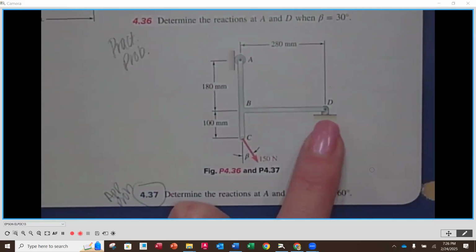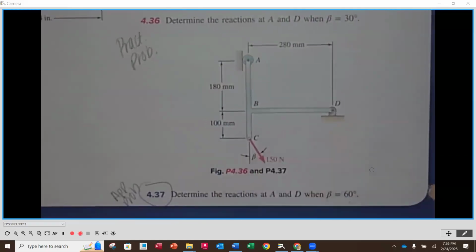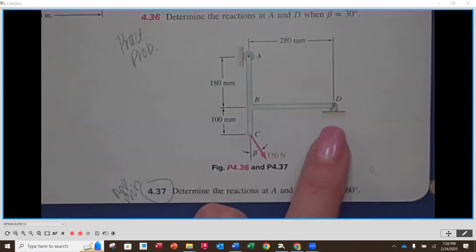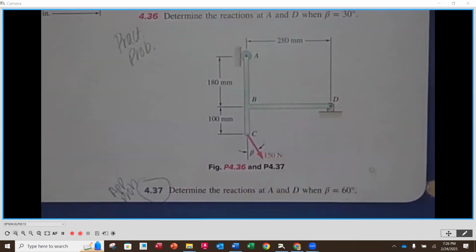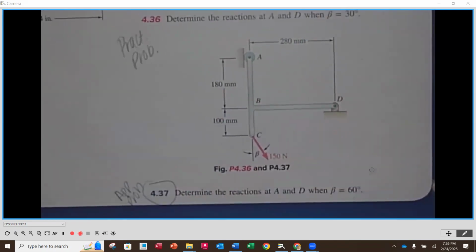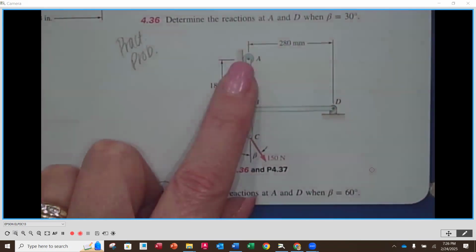What kind of a reaction do we have at D? Or I should say, what kind of a support and how many reactions would we have at D? Tim, what do you think? Two. Why? What type is that? What would we call that? It's a pin, exactly. Pin reaction or a pin support. We have two reactions, one in the X, one in the Y. Excellent. What about at A?